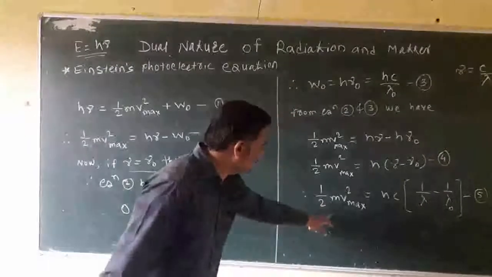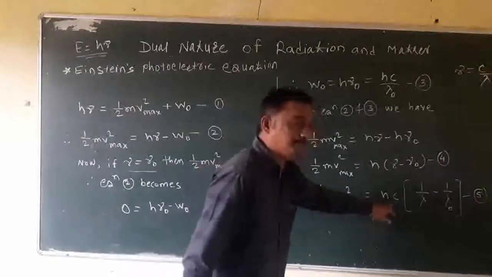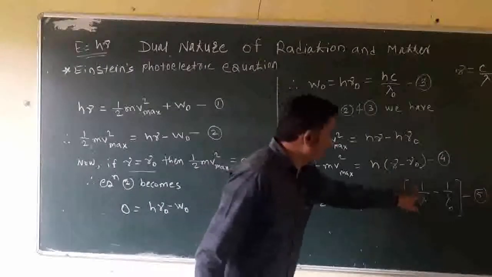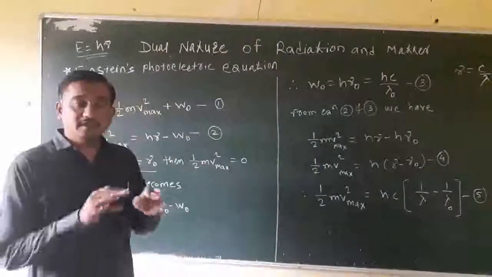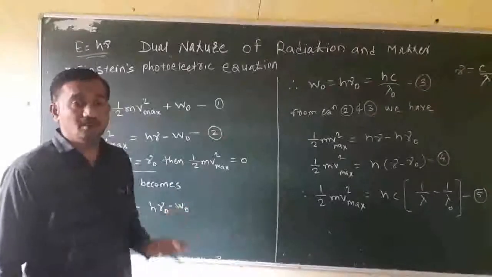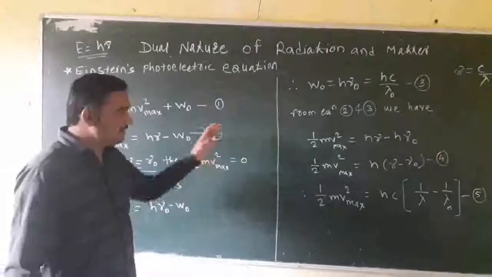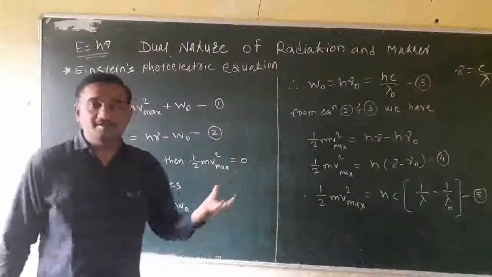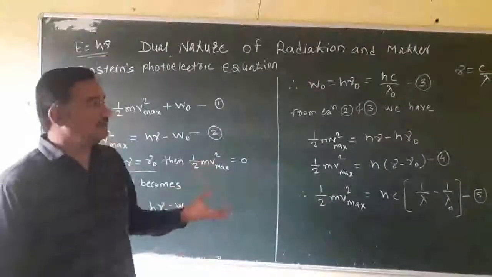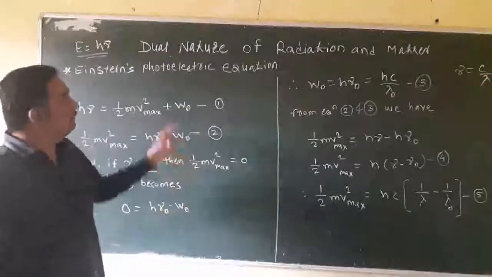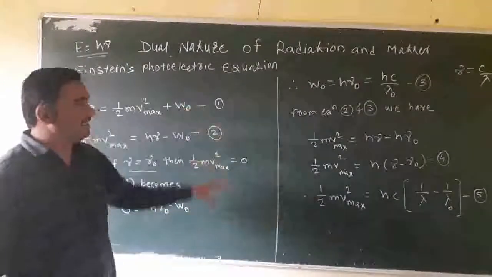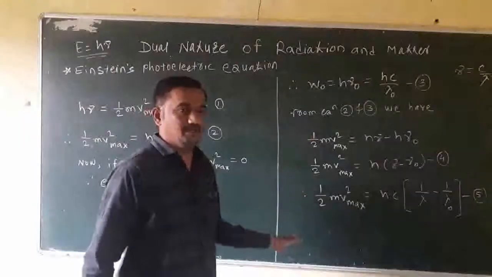Therefore 1/2 m v square max equals hc in brackets 1 upon lambda minus 1 upon lambda 0, equation number 5. These are the different forms of Einstein's photoelectric equation. On the basis of these equations, Albert Einstein proved the particle nature of light. This theory is based on Planck's quantum theory.